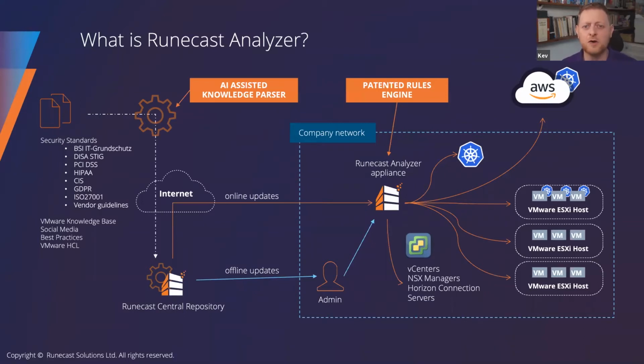So if you've not tried Runecast Analyzer yet, please do hit us up. I think I've got a slide at the end that will show you how you can get hold of a free 14-day trial. But you point the Runecast Analyzer appliance at your vCenter servers. So we can manage many, many vCenter servers, your NSX managers, your Horizon Connection servers, all of these different sources of data. And now things like Kubernetes and also the AWS native public cloud.